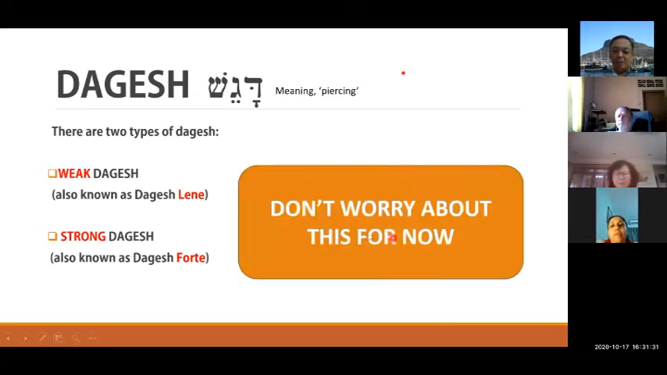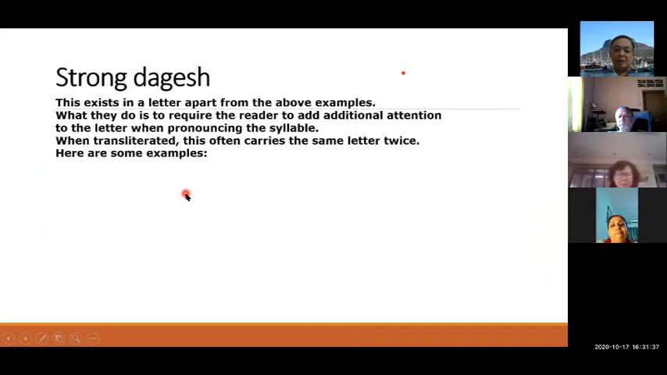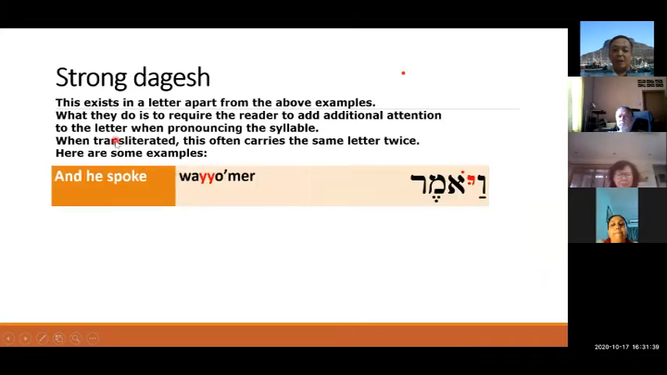But don't worry about all this for now. Just know that there are two dagesh: a weak dagesh and a strong dagesh. The strong dagesh exists in letters apart from the above examples. For example, you have the, what do you call that?